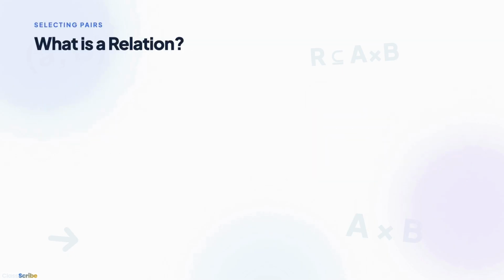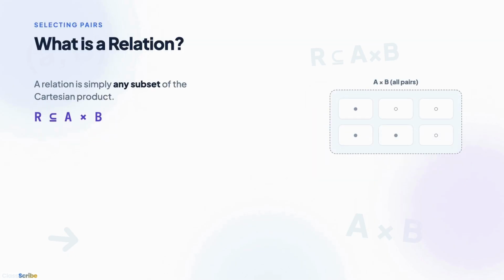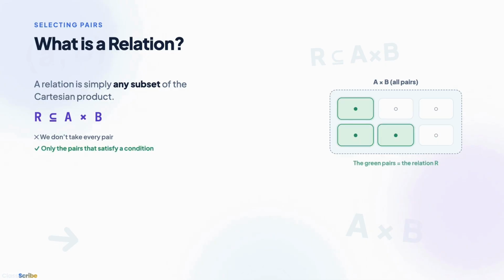Now let's understand what a relation is. A relation is simply any subset of the Cartesian product. This means we do not have to select every ordered pair. We only choose the pairs that satisfy a particular condition.